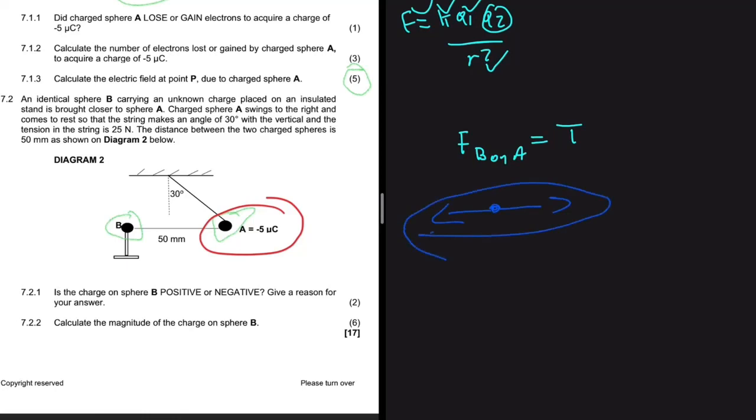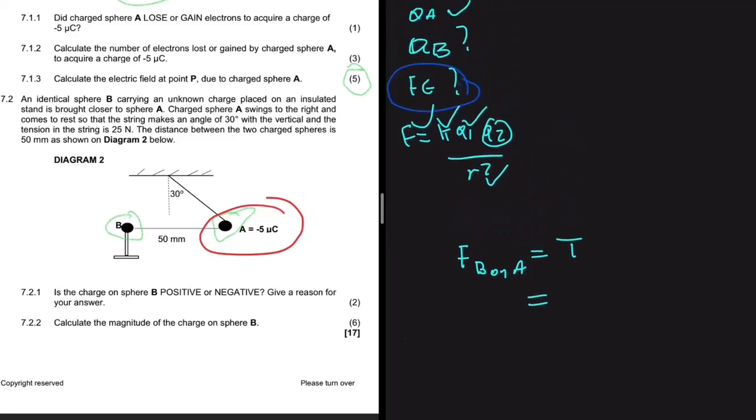And then if we can find the X component of the tension, then we can find FB on A, right? So let's see what happens. FB on A will be equal to the X component of the tension, right? Because clearly the tension is acting at an angle. Let me make it a bit more clear. So we have sphere A here, right? And then FB on A is pushing to the right, and then the tension is acting at an angle. So if we resolve the tension, then we're going to know the magnitude of FB on A, right?